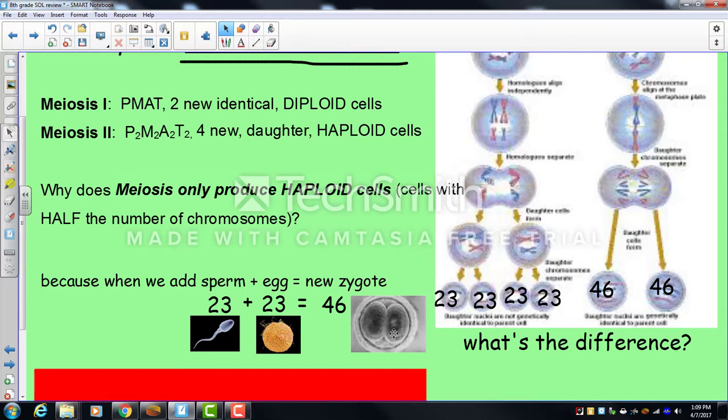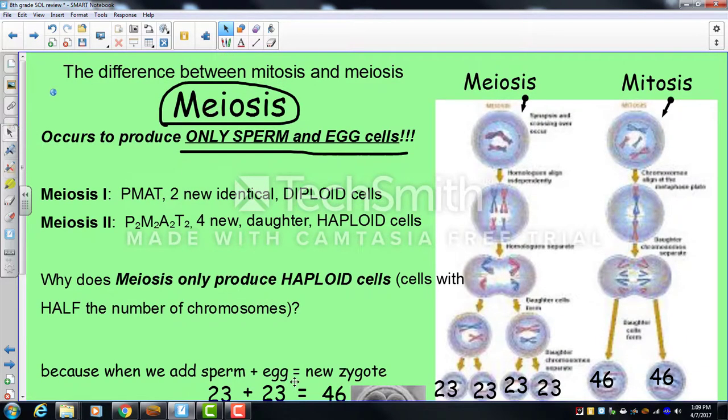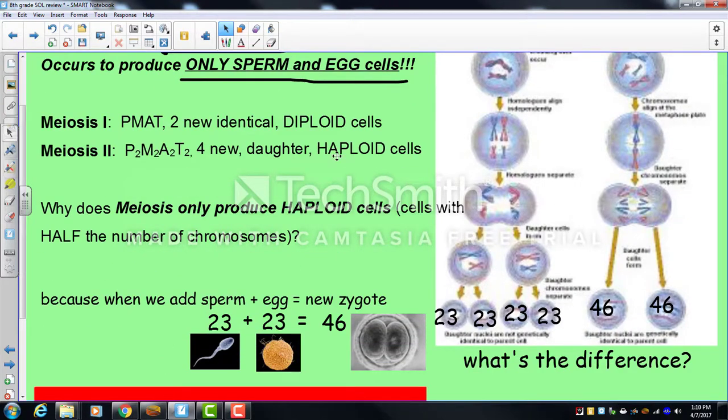And then those cells never stop dividing until death. Your cells divide from the time that a zygote is created until death. Cells divide and make new cells constantly. So, meiosis, only sperm and egg cells, only produces haploid cells, four of them, 1, 2, 3, 4.